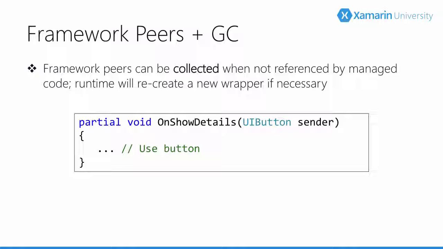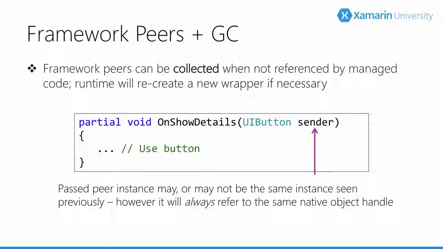And that's why we can collect it here as well. And so in this case here, I have an action, and I'm being passed my UI button on my onShowDetails, and I'm going to use the button inside this method. But when I leave the scope of this method, I'm going to assume that we didn't actually cache it off anywhere, and therefore that UI button sender falls out of scope, and on the next garbage collection, the system will collect that UI button.